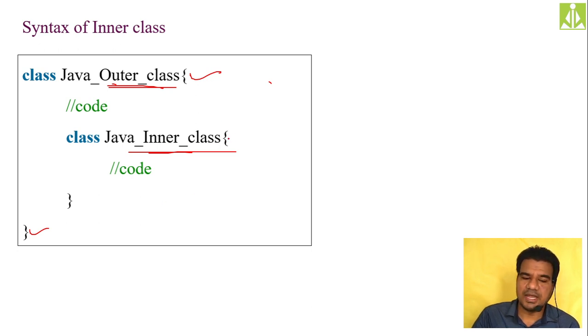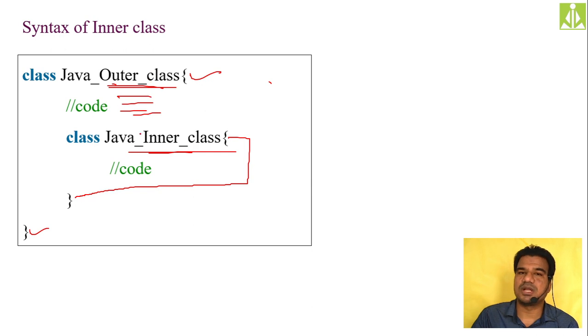So the inner class entirely will become a part of the outer class. So this inner class will have access to the data members of the outer class. Whatever data members you are declaring inside the outer class, your inner class will have complete access to them, including the private ones, because this inner class is a part of your outer class. So it will have access to private data members as well.